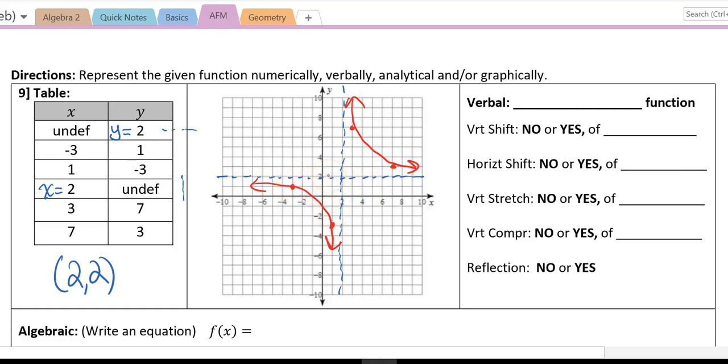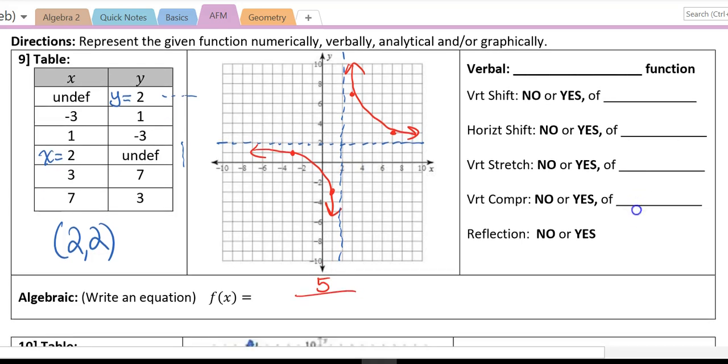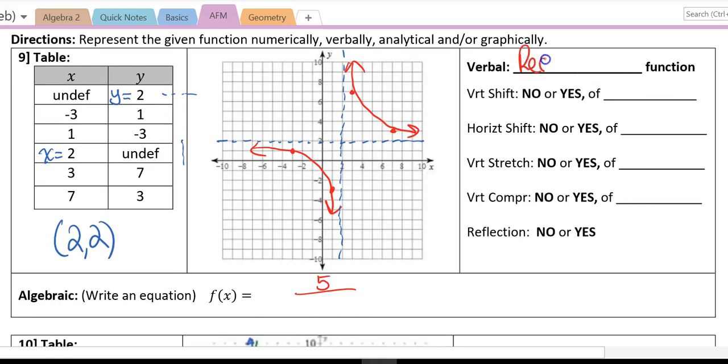All right, so that means that our A value is 5. And this is a reciprocal function. It's going to be 5 over x minus 2, plus 2. And it's positive because it's in quadrants 1 and 3.